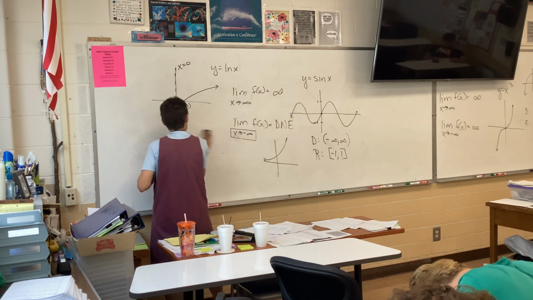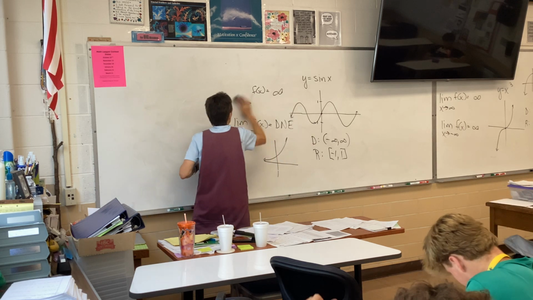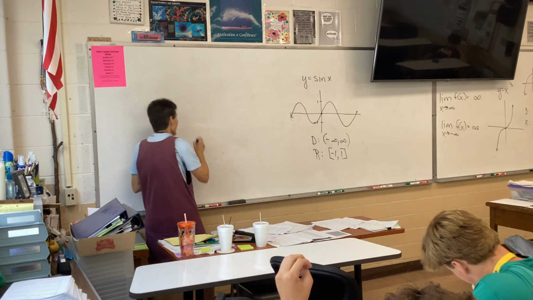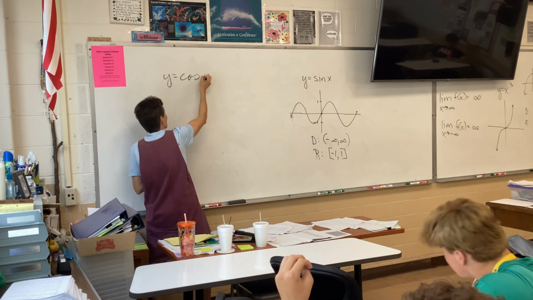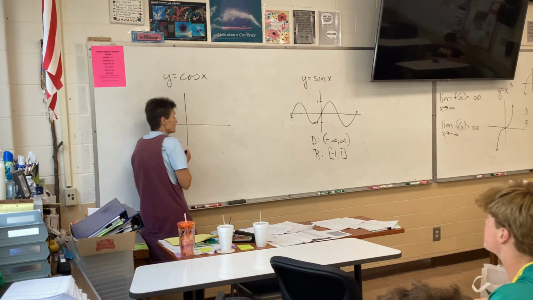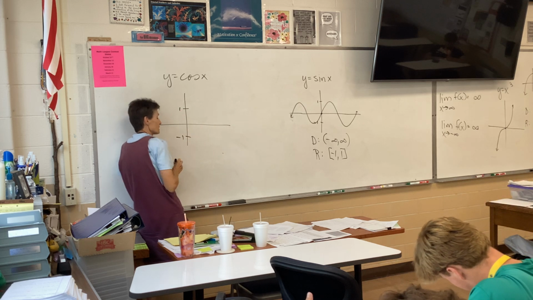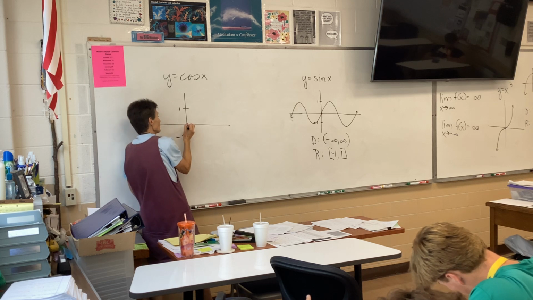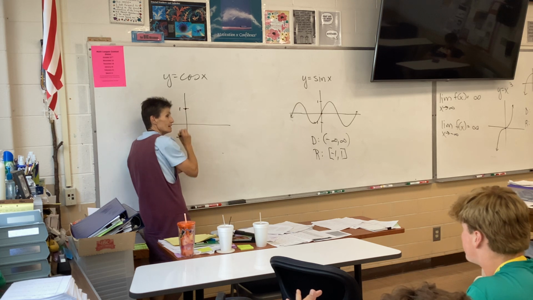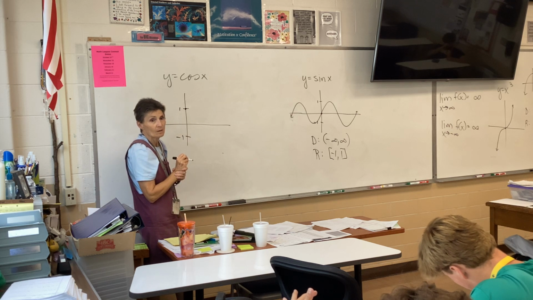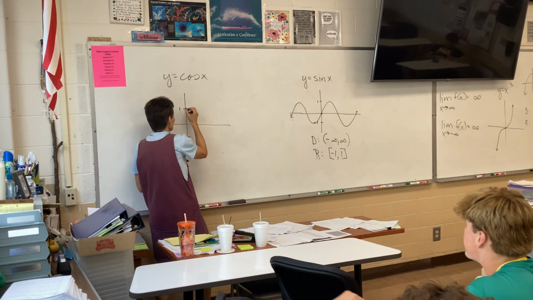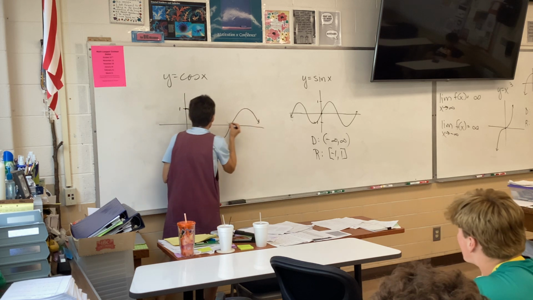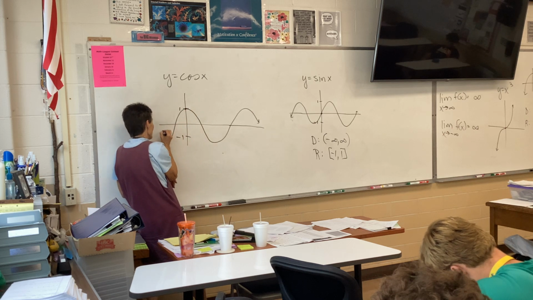So what does a cosine look like? Same as that, but it starts at 1. Exactly. Cosine X. Still up 1 and down 1. It's the same basic curve, but instead of going through the origin, it intersects the y-axis at 1. So it's still got the same hills and valleys, but it looks like this.